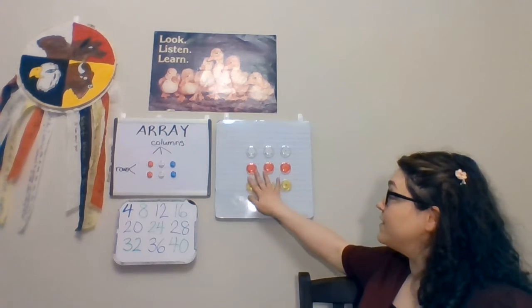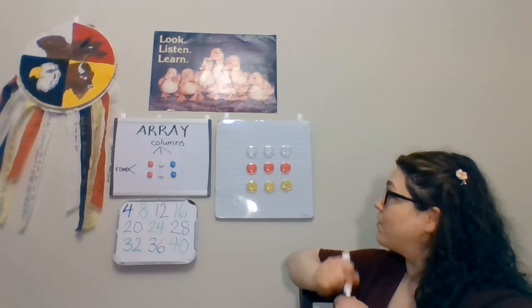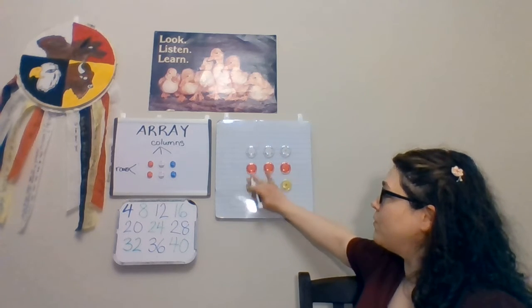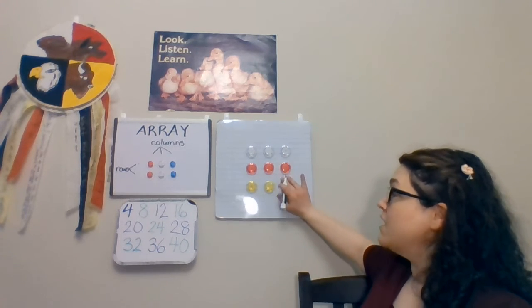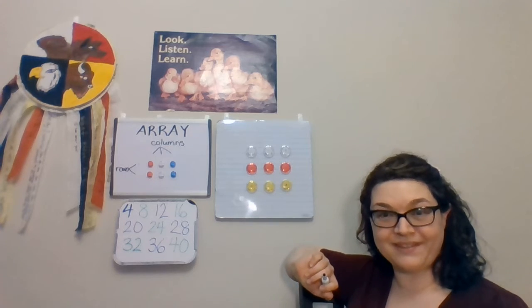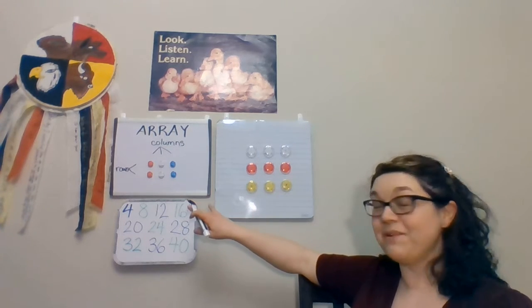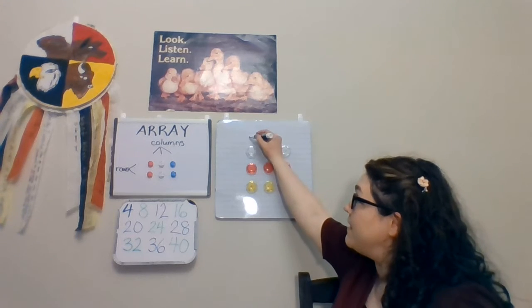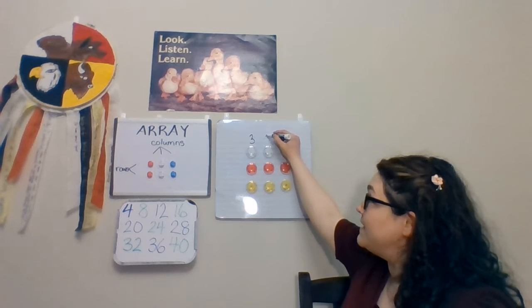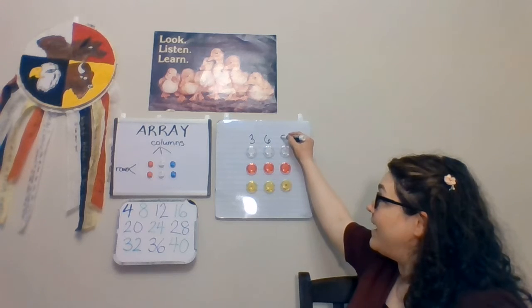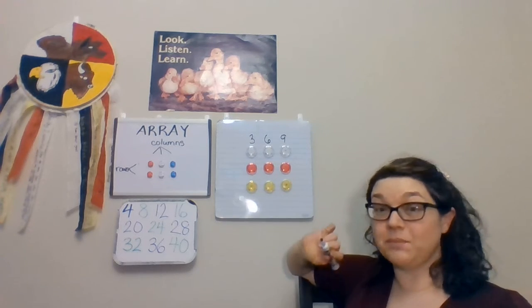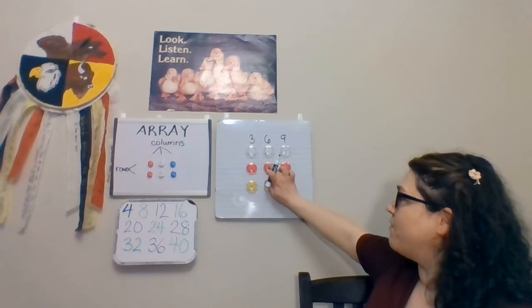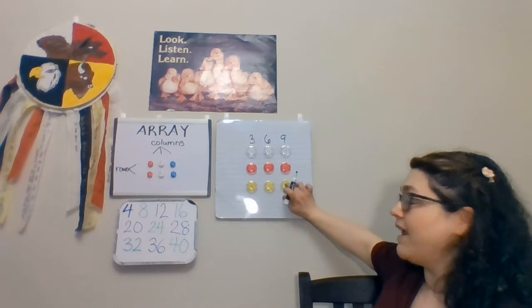So, as you can see, we have got 1, 2, 3 columns and 3 in each column. So why don't we start counting by threes? Now let's see if we can remember how to count by threes without the numbers there. We have 3, 6, and then 9. Let's double check that to make sure we've got it correct. 1, 2, 3, 4, 5, 6, 7, 8, 9.